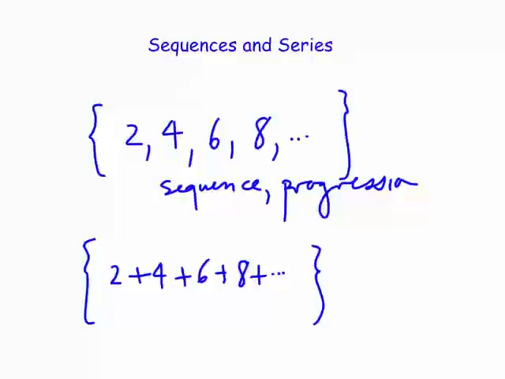Now, the first one, 2, 4, 6, 8, ..., is an infinite sequence or infinite progression. The 2 plus 4 plus 6 plus 8 is in fact what's called an infinite series. So this is a series. A series is a sum, really. When I have plus signs in a list or inside some sort of brackets, I form what's called a sum or a series.